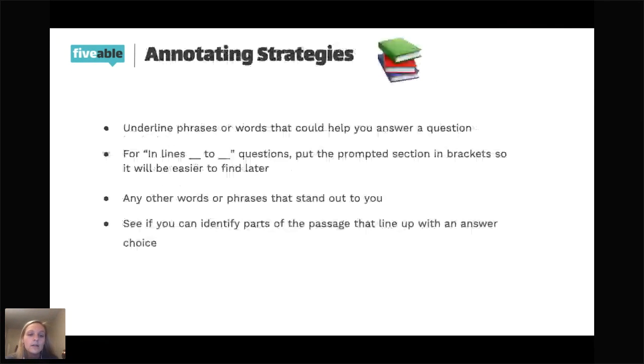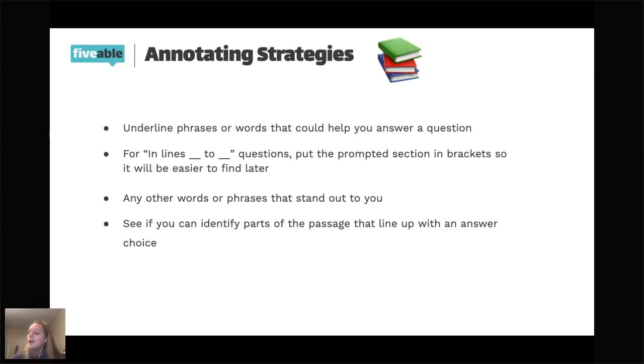And here are some annotating strategies that I have used myself, that other people have used, that I've heard about, and that I think are really important in trying to get the most out of your annotation and the most out of the passage that they give you. Underline phrases or words that can help you answer a question. This sounds like a gimme, but I know so many people who do not do this, and it's infuriating. So it's really important to do that.